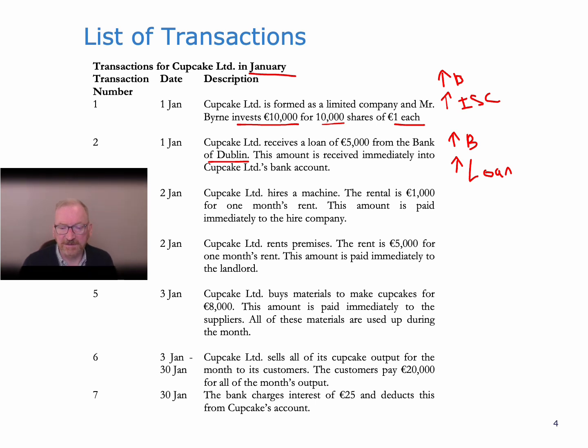Cupcake hires a machine. The rental is 1,000 for 1 month's rent. This amount is paid immediately to the hire company. Well, now this is an expense. So we're going to have to increase an expense. And to increase an expense, we debit that account. So it's increase or debit machine rental. Machine rental. We call it MR here. And it's paid immediately to the hire company, so it's going to decrease. So it'll be credit bank.